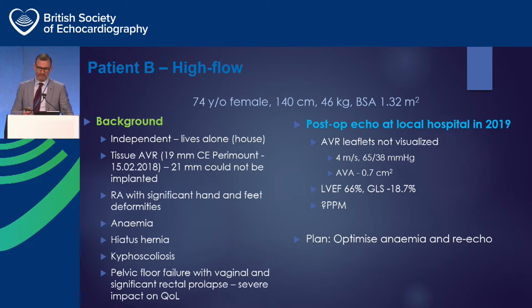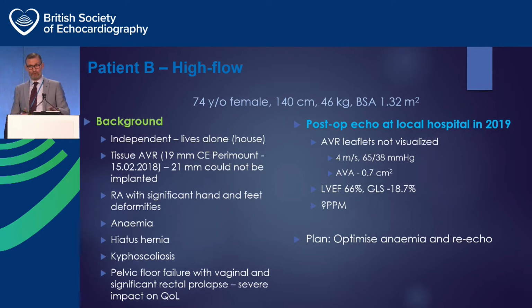Had a tissue AVR in 2018. This was a 19 millimeter Carpentier-Edwards Perimount, so quite a small valve. The surgeon attempted to implant a 21 millimeter, but that wouldn't fit within the annulus. She has rheumatoid arthritis with significant hand and feet deformities. She's previously been anemic, hiatus hernia, kyphoscoliosis. She can't lie flat. The echo was performed in a semi-upright position. And unfortunately, she has pelvic floor failure with vaginal and significant rectal prolapse, which is severely impacting her quality of life.